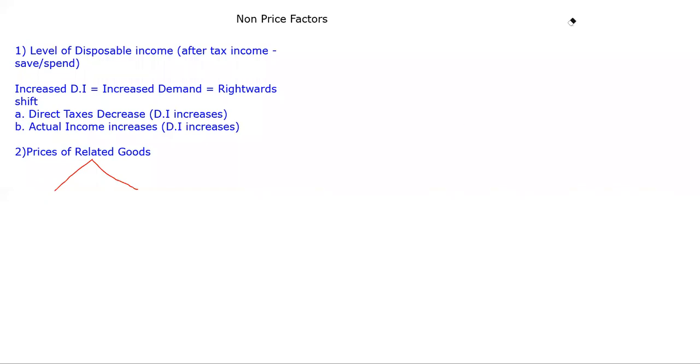Okay. So when we talk about related goods, we're talking about two types of goods. The first good we're talking about is substitutes. And next we're talking about complements, or complementary goods. So with substitutes, let me use green.